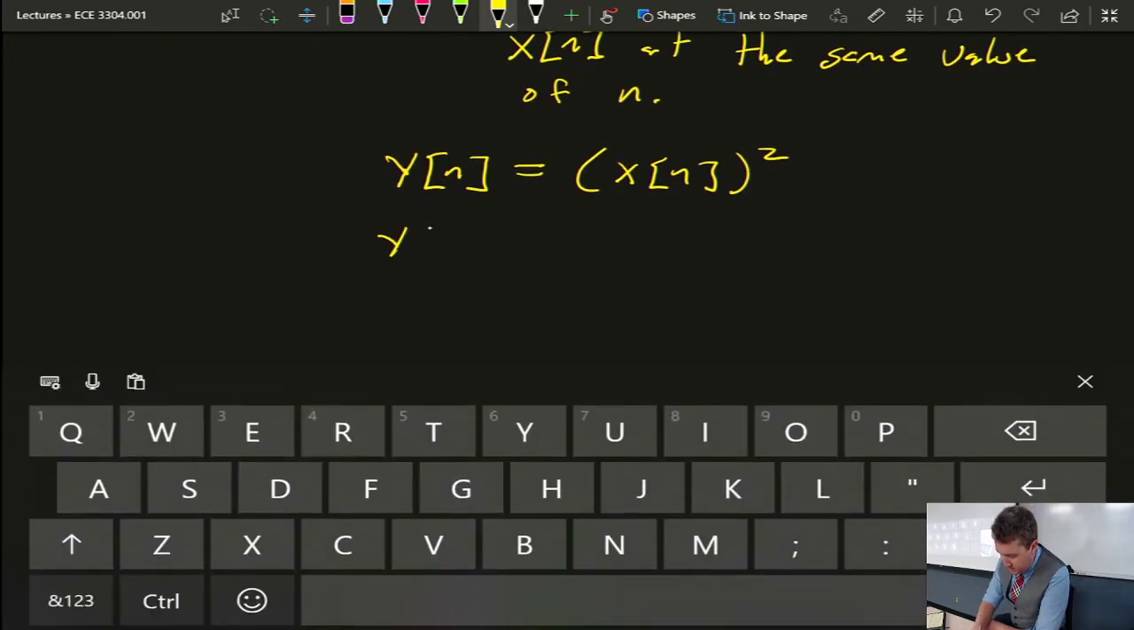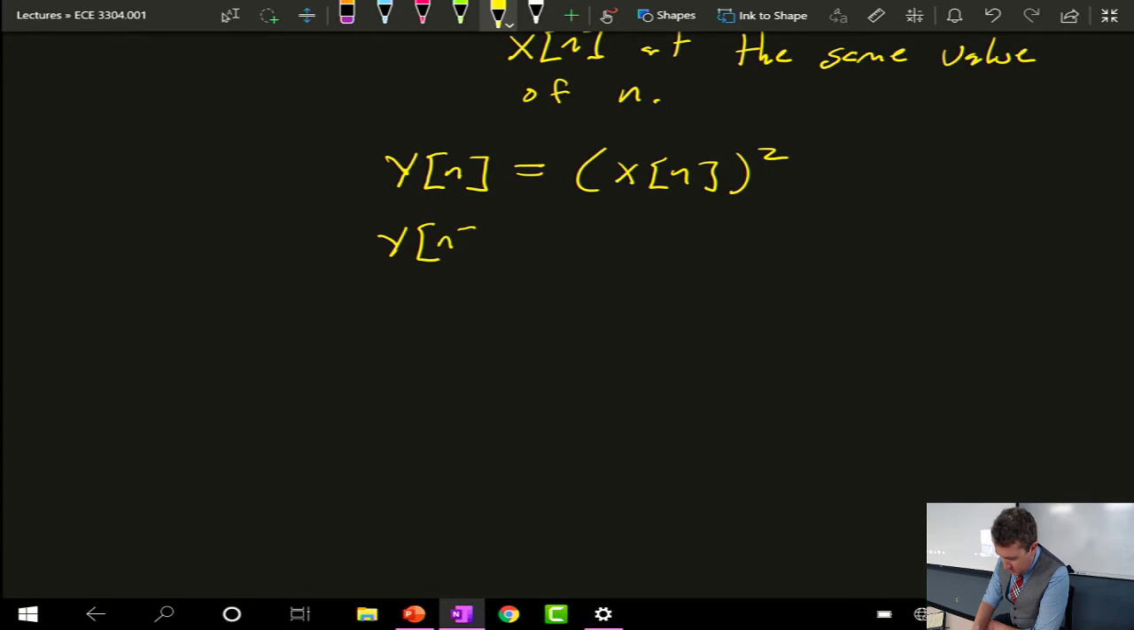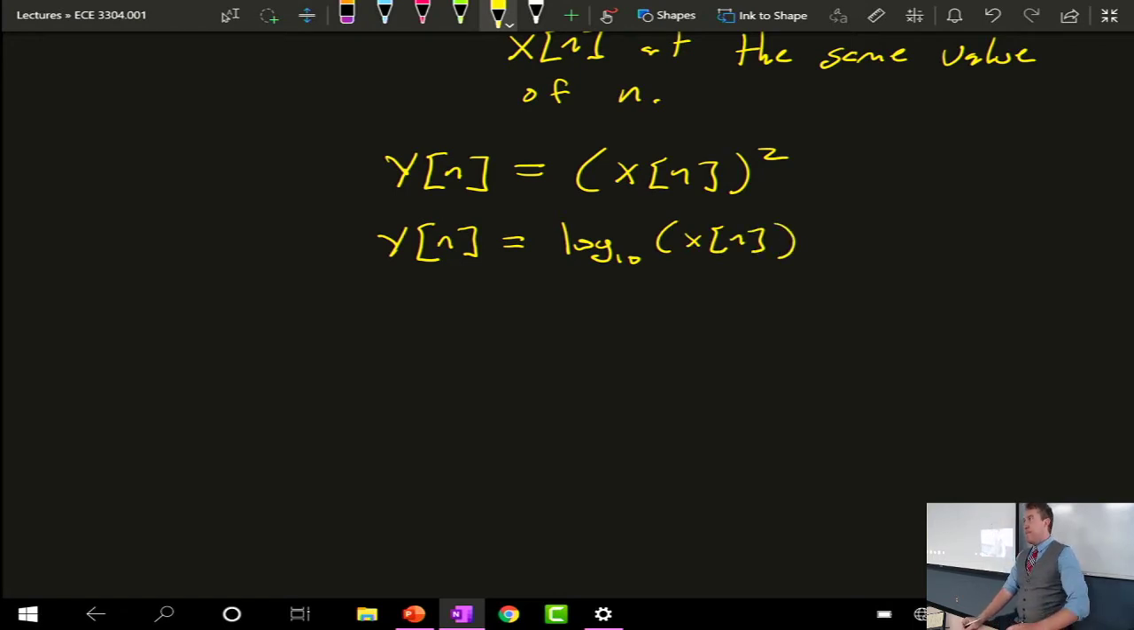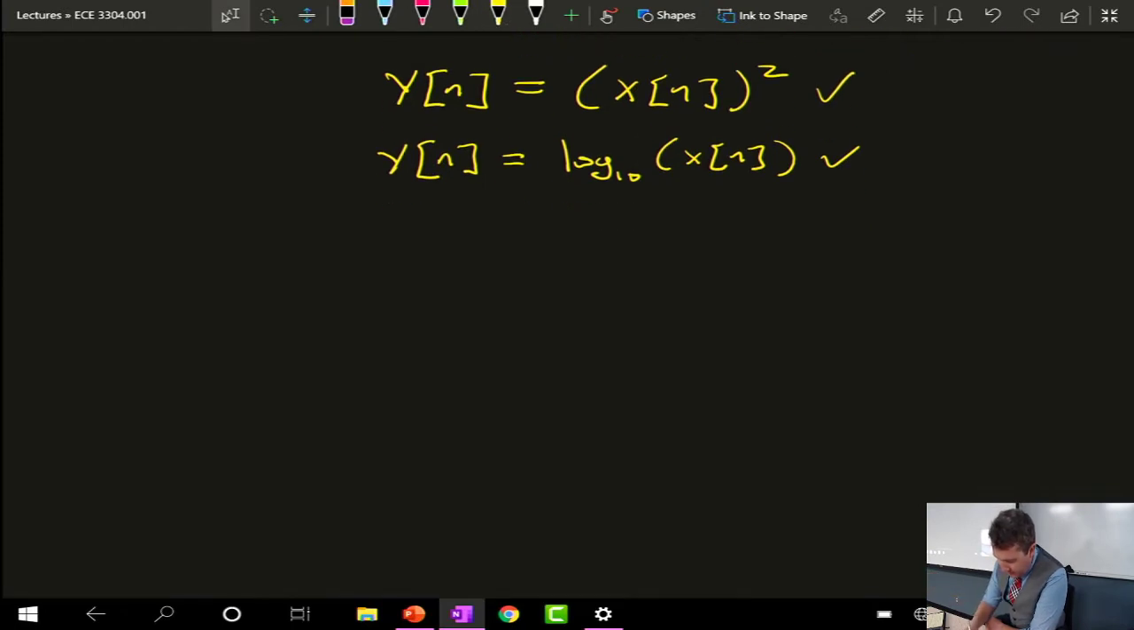What about this other one, the logarithm, log base 10 of x of n? Is this memoryless? See, it was a trick. You thought I was going to give you one that wasn't. But it is still memoryless, because y of n is still only dependent on x of n at that value of n. Nothing changes. x of n isn't being shifted around anywhere. That one's not stable, we're going to come back to that.